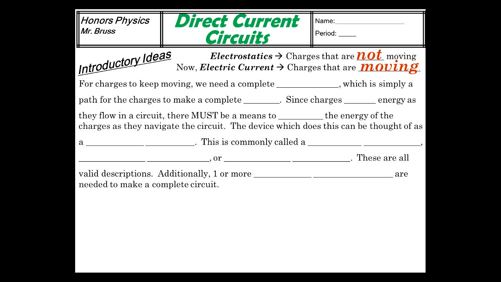Now for charges to keep moving, they have to move through something. They can't just move through the air very easily. What we're really talking about is a complete circuit, a complete path for charges to flow. In other words, it's a loop, a conductive loop of some sort. Now, as the charges flow, as they move, they lose energy because it takes some energy to get them to move. So that makes sense. During their motion in a circuit, they require some way of continuing to move.